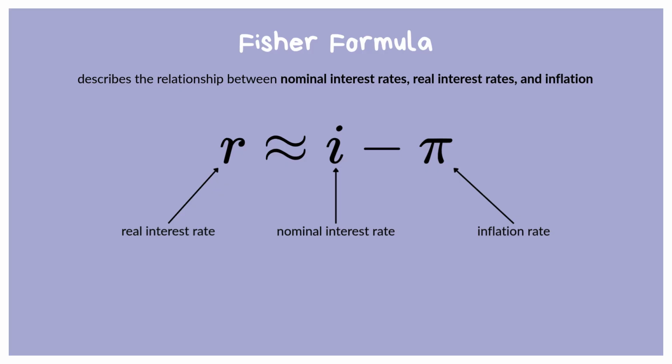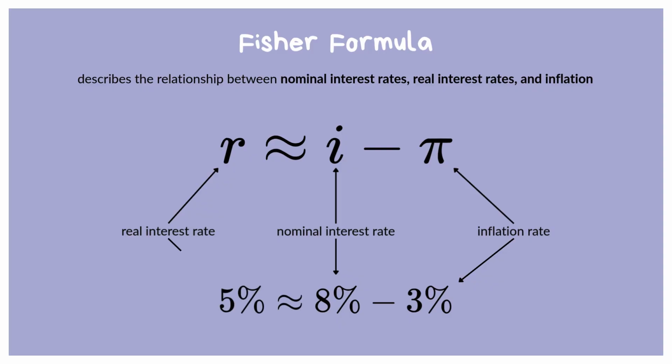Suppose a bank charged its customers a nominal interest rate of 8% and the actual inflation rate was 3%. Using the equation, you can find out, in hindsight, that the real interest rate was 5%.